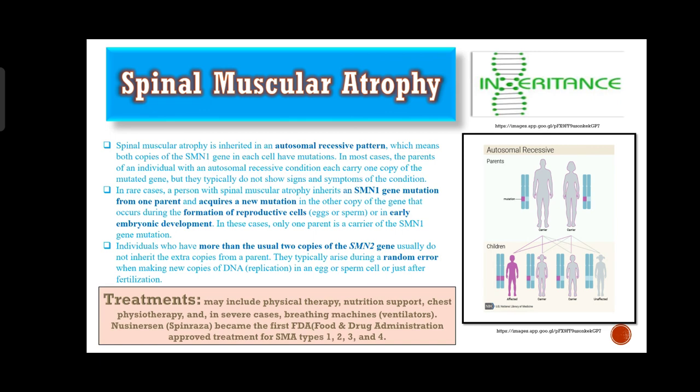Treatments may include physical therapy, nutritional support, chest physiotherapy, and in severe cases, breathing machines such as ventilators. Nusinersen, also called Spinraza, became the first FDA (Food and Drug Administration) approved treatment for spinal muscular atrophy types 1, 2, 3 and 4.